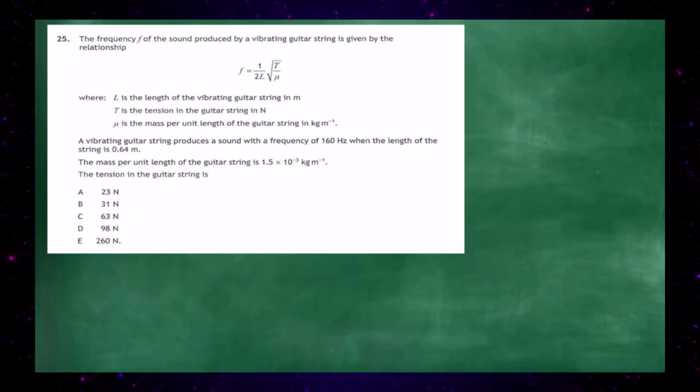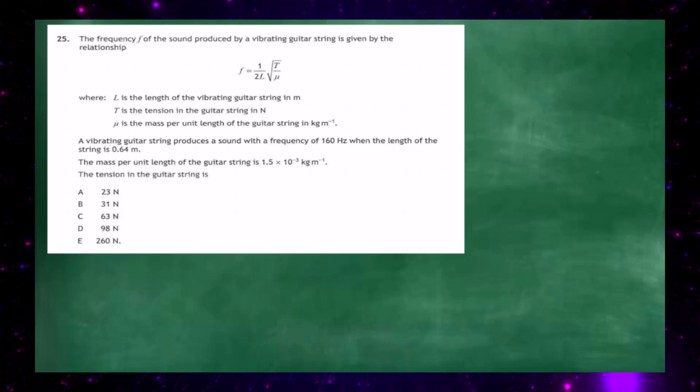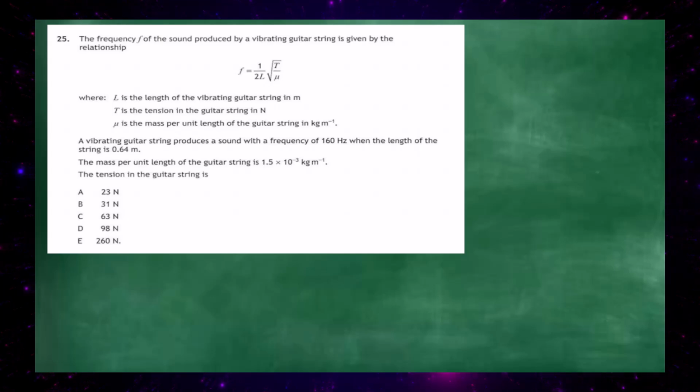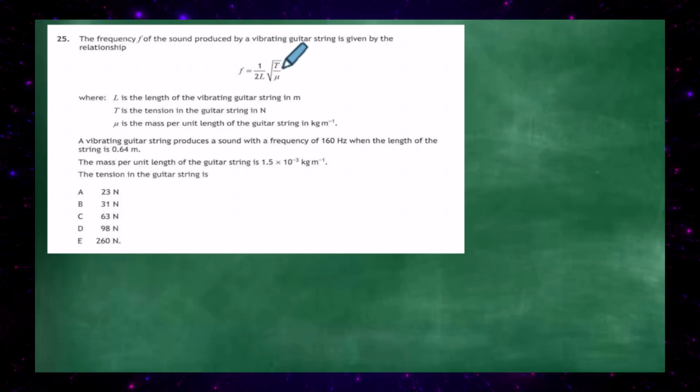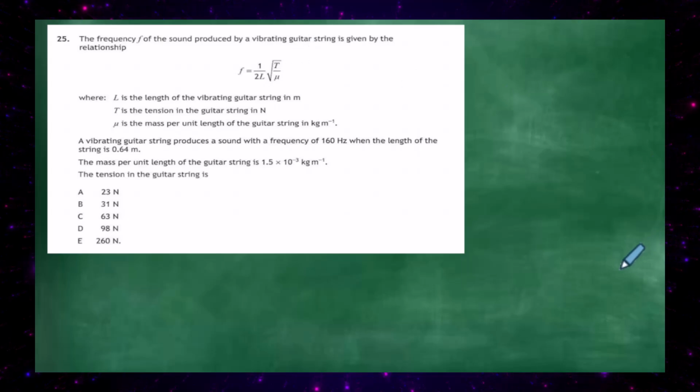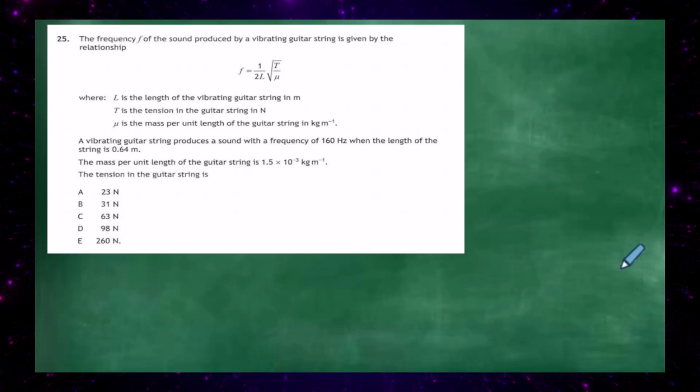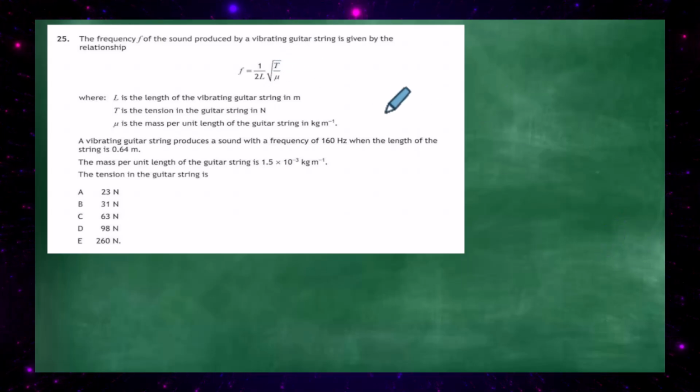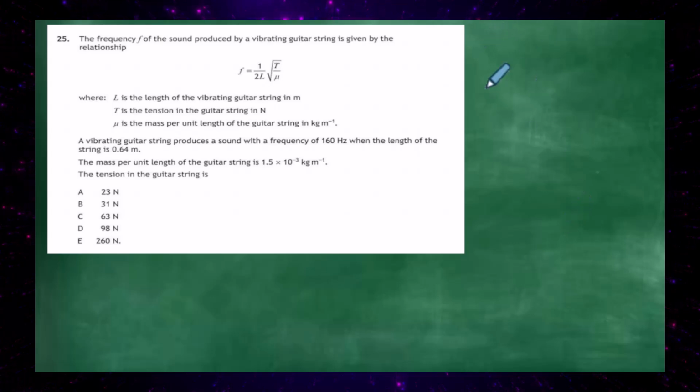We're given the vibrating guitar string produces a sound with a frequency of 160 Hz when the length of the string is 0.64 metres. The mass per unit length we're given as 1.5 times 10 to the minus 3 kilograms per metre. I'm being asked to find the tension in the guitar string, but as you can see the tension is stuck inside that square root sign, so we have to extract that tension or change the subject of the formula to tension.